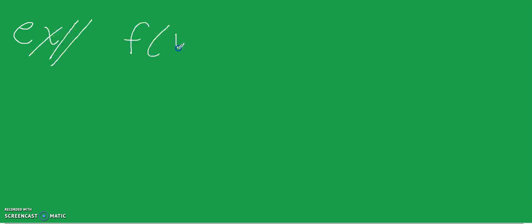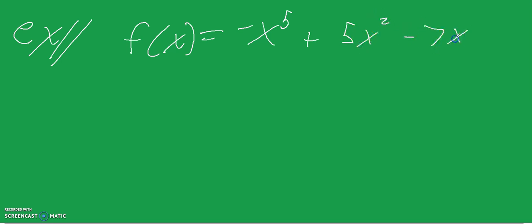For this next one, let's say f of x is negative x to the 5th plus 5x squared minus 7x to the 9th plus 3. Again, I look at all my exponents. I have a 5, a 2, a 9, and a 0. The biggest one is 9, so the degree of this polynomial is 9, and the leading coefficient is negative 7.